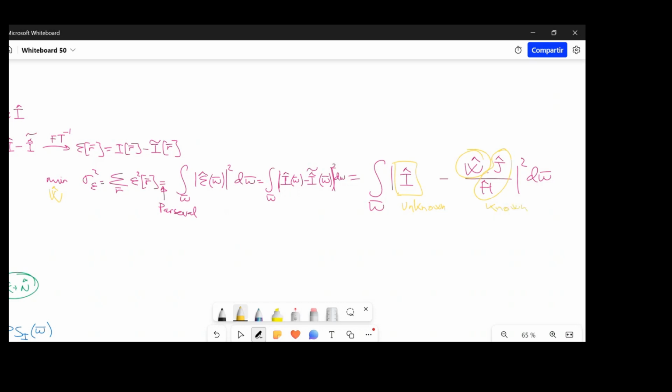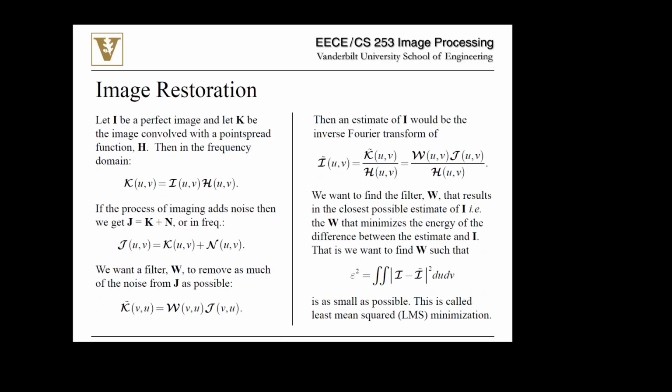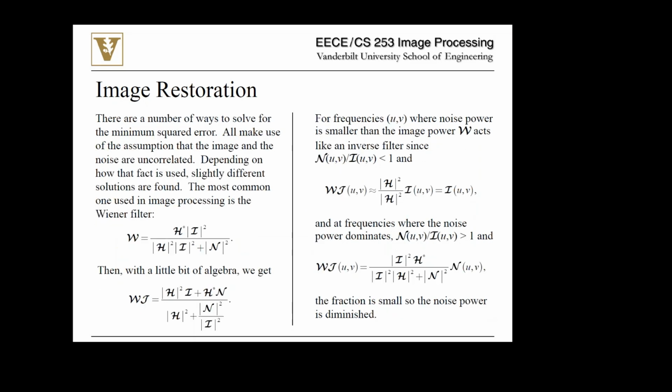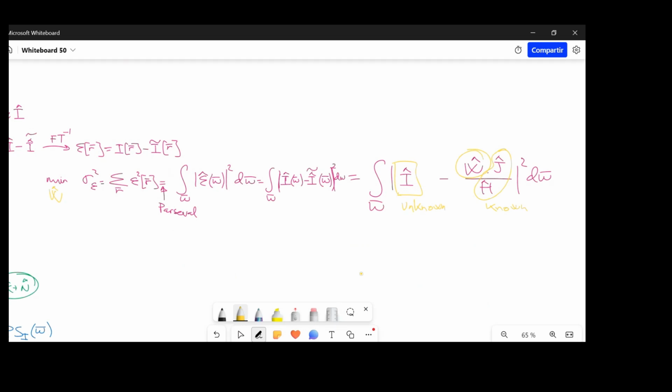I've seen this image and I know how the point spread function looks like. But I don't know how the original image looks like. Okay, so it is a kind of mathematical figure. So let's go. This is the result. Let's pretend that we know it.